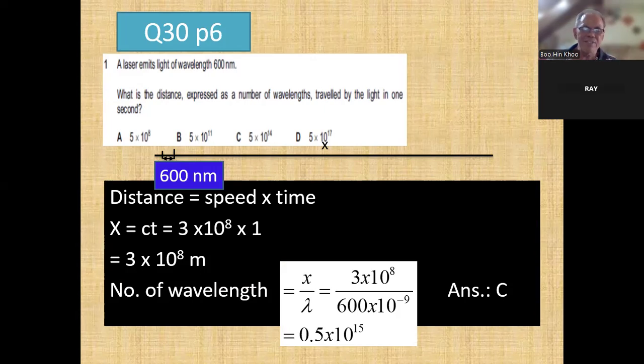Right, okay. Distance traveled in 1 second by the laser. And then take that distance divided by the wavelength. No?